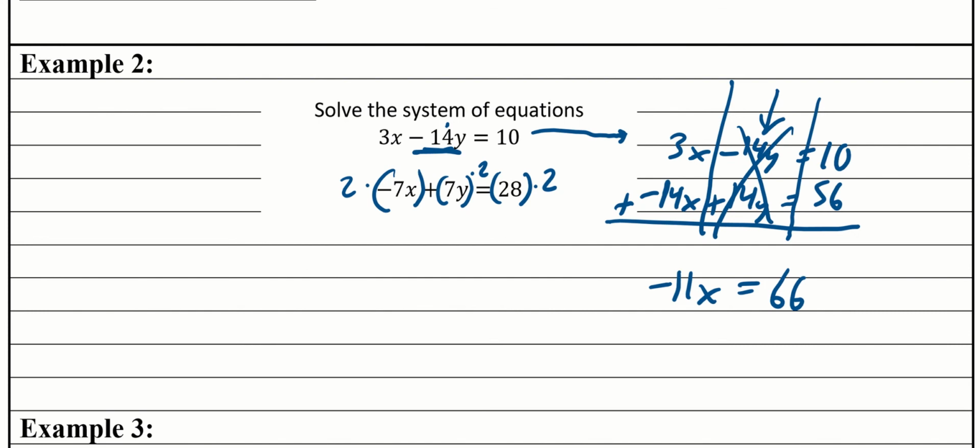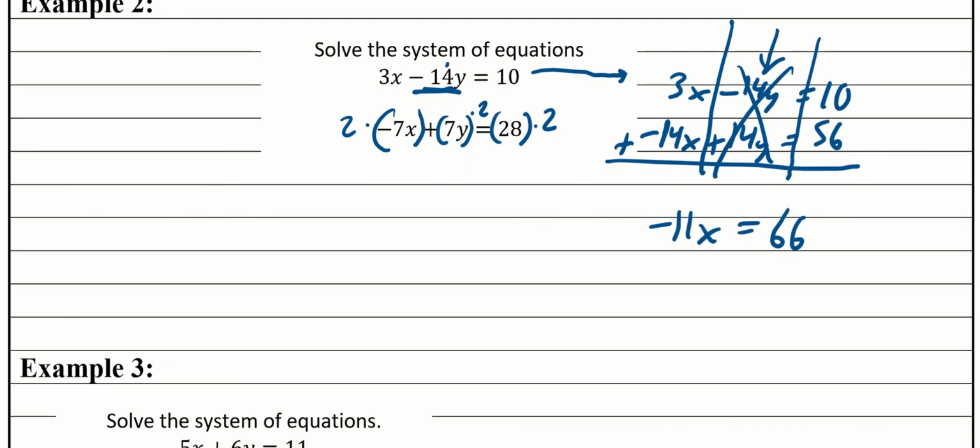And now, like I said, we have a very nice and easy equation to solve for here. So we're going to divide by negative 11 on both sides, and we get x equals 66 divided by negative 11, which is negative 6. Okay, so make sure you're keeping track. That is a negative 6, because that is going to be important, because now we need to plug it back in to one of our equations.